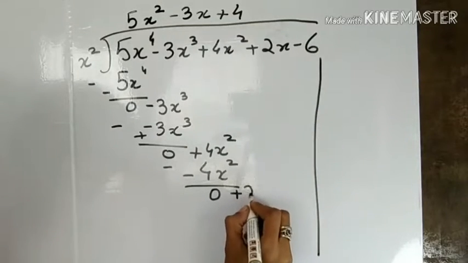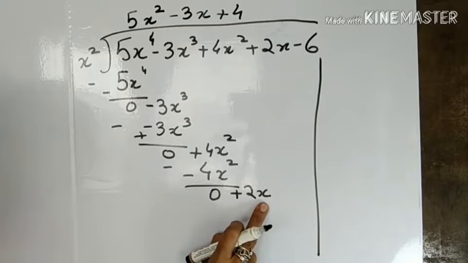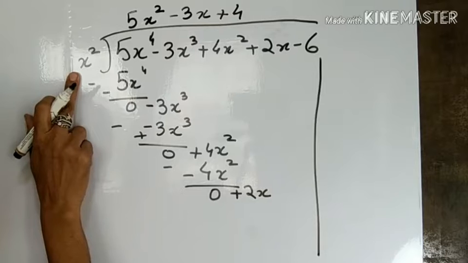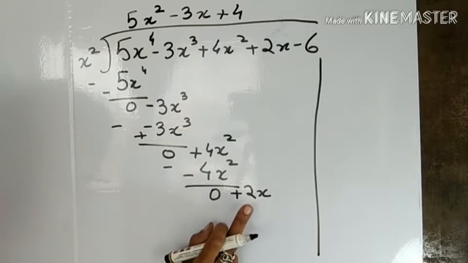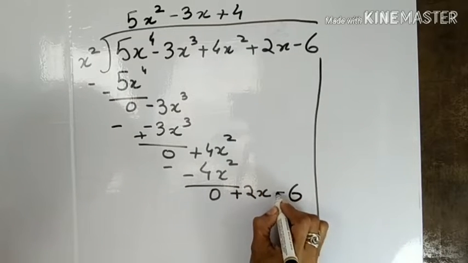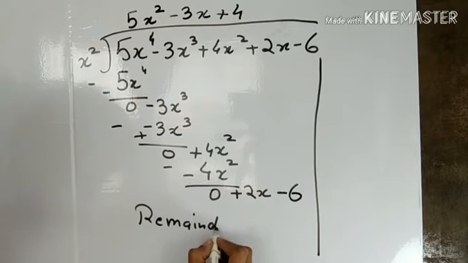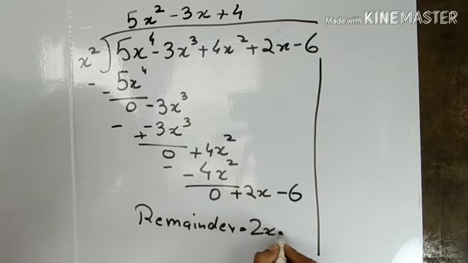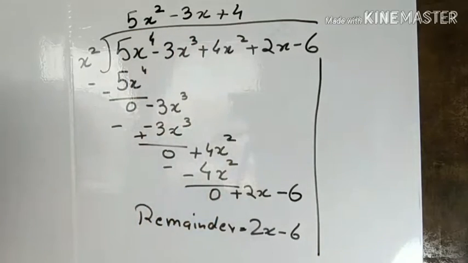The next term is plus 2x. I have here x squared and I have here x. The power of my variable in the remainder is less than what I have in the divisor, and that is the time when we stop. We cannot do the division further. What is the next term? Just get that down, and here is where we have to stop. So the remainder here would be 2x minus 6 and the quotient is 5x squared minus 3x plus 4.